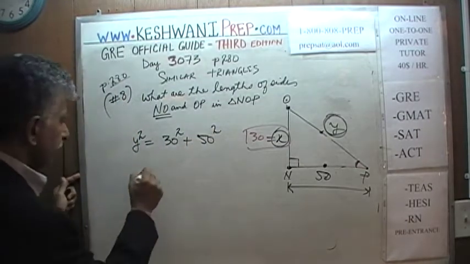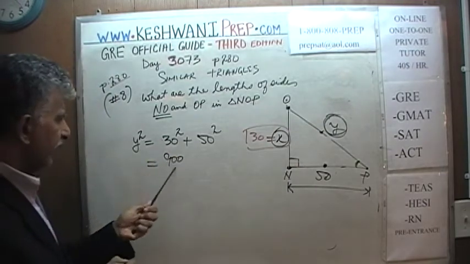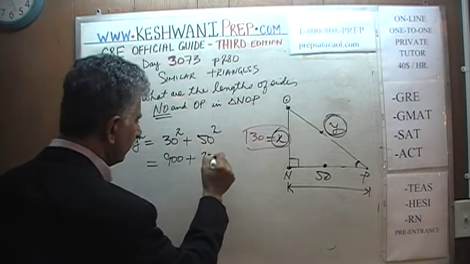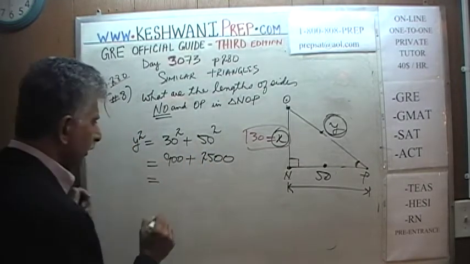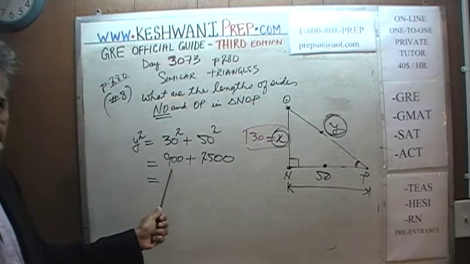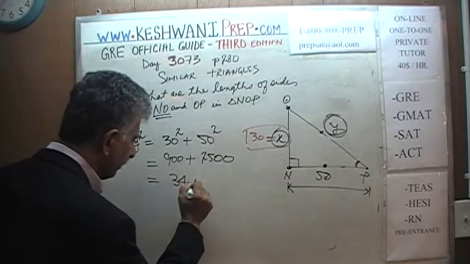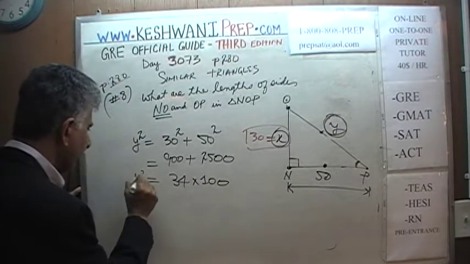You see? 30 squared is 900. How do we know that? Because 3 squared is 9 and then 2 more zeros. 5 squared is 25 and 2 more zeros, because it's 50. 50 times 50, you're going to get 2 zeros. 2500 plus 900 is 3400, which I'm going to write as 3400. And this is Y squared.